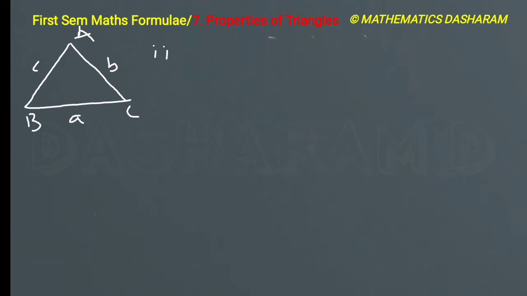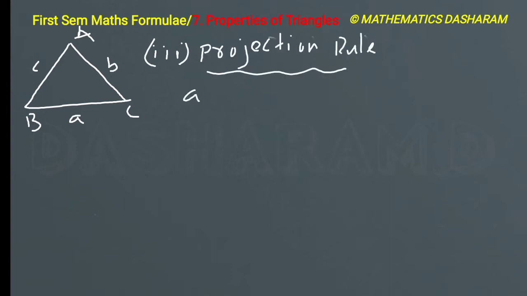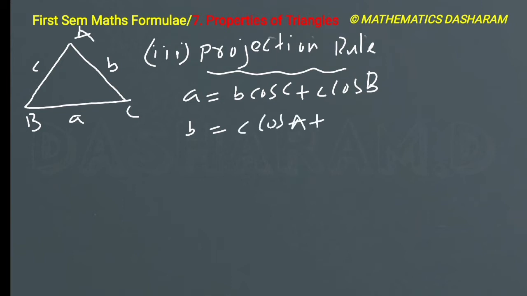Next, the third one is the projection rule. First one is small a equals small b into cos C plus small c into cos B. Next, b equals c into cos A plus a into cos C. Next, small c equals a into cos B plus b into cos A.